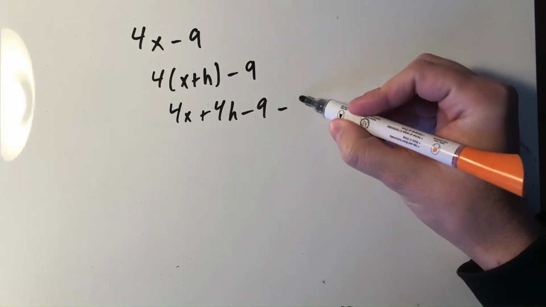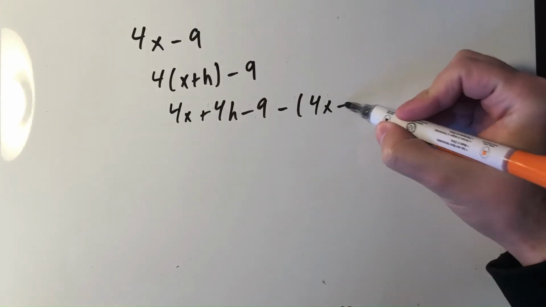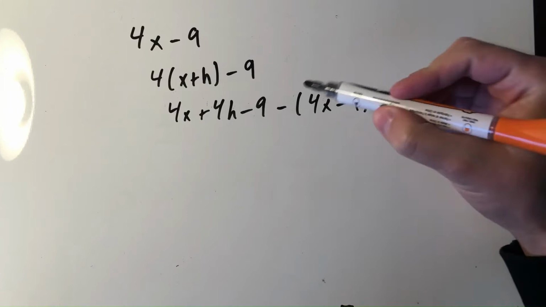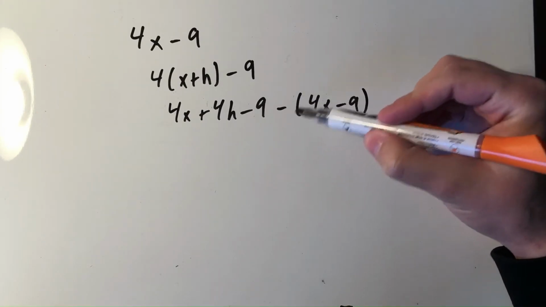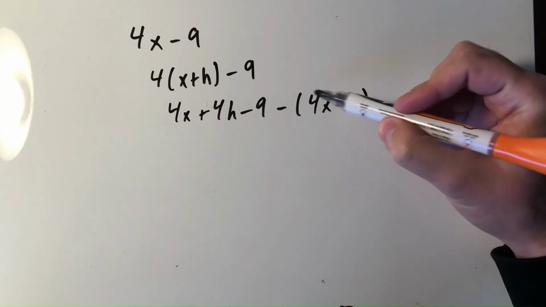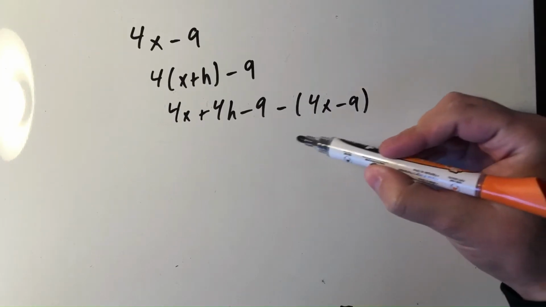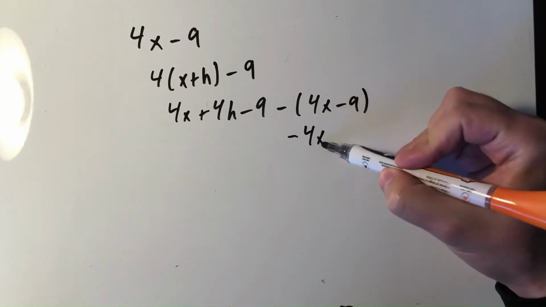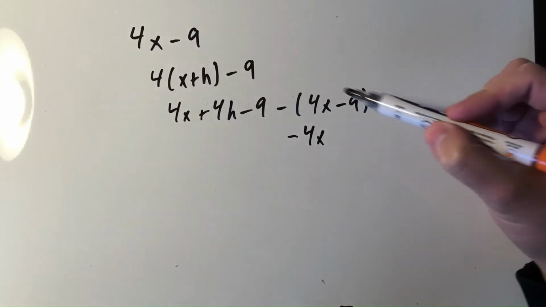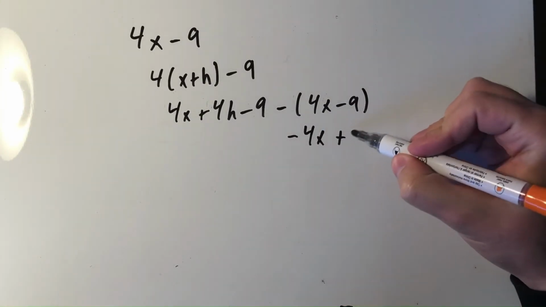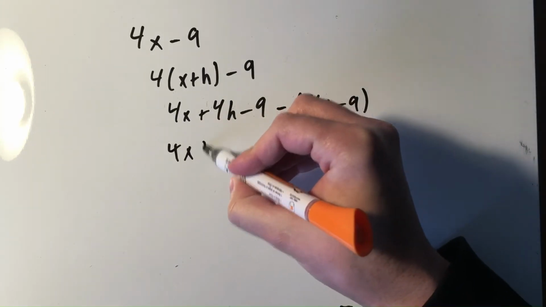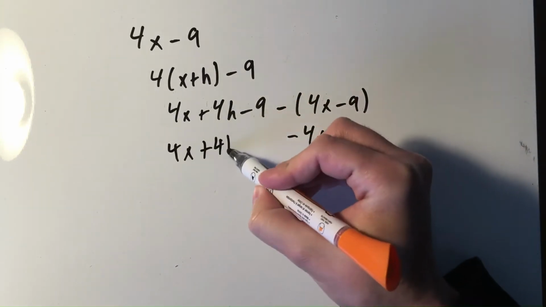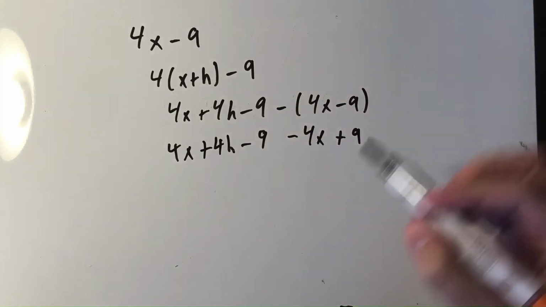So the original function was 4x minus 9. Now we have to distribute this negative 1 here. So we're going to get minus 1 times 4x. It's going to give us negative 4x. Then minus 1 times negative 9. That's a positive 9. So we have 4x plus 4h minus 9.